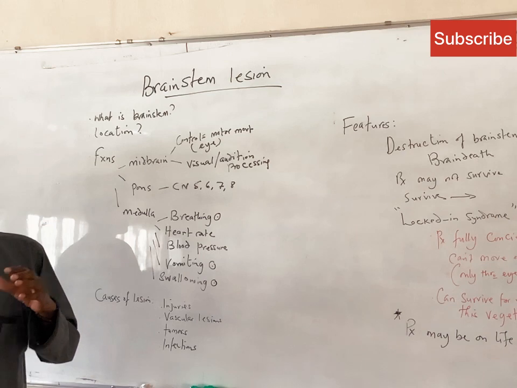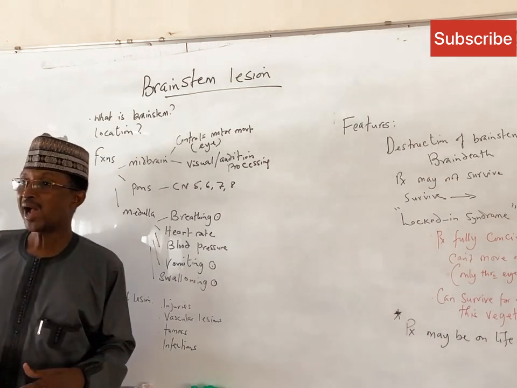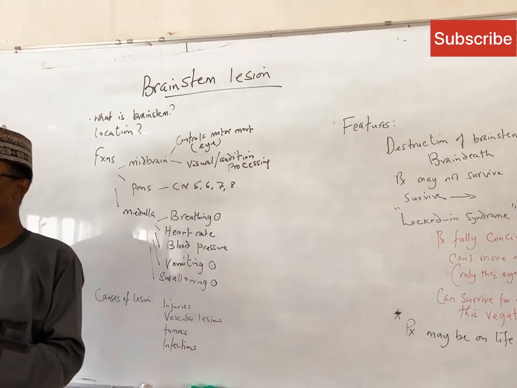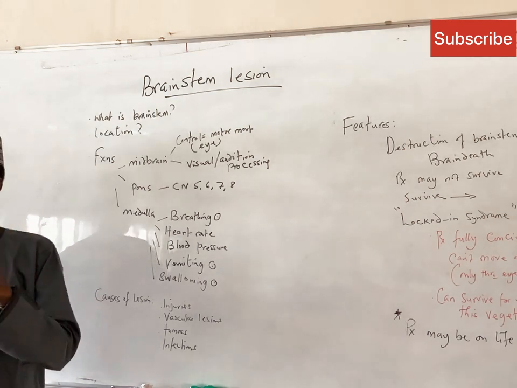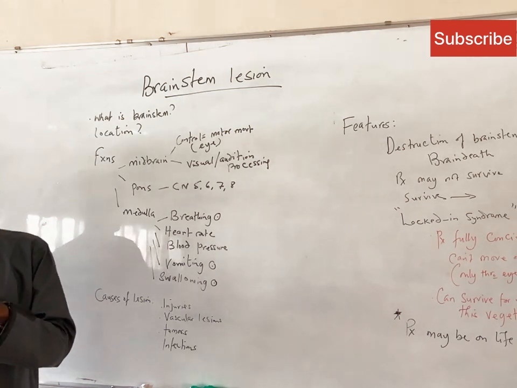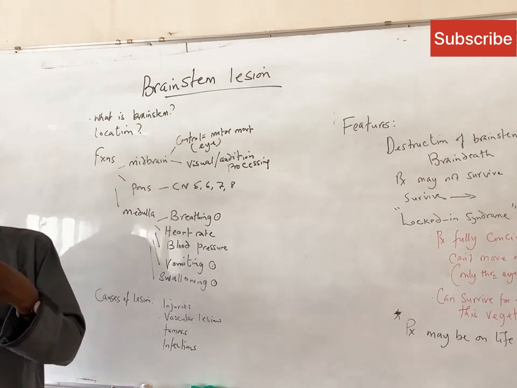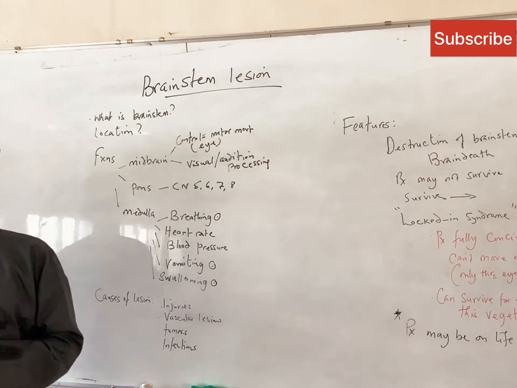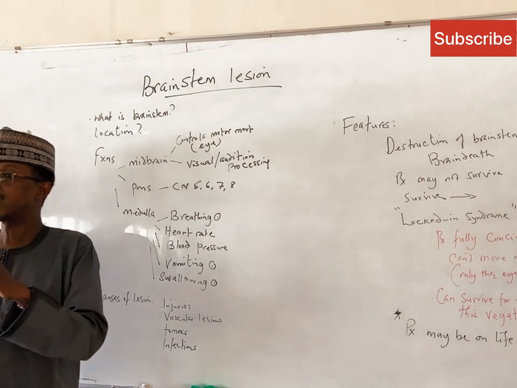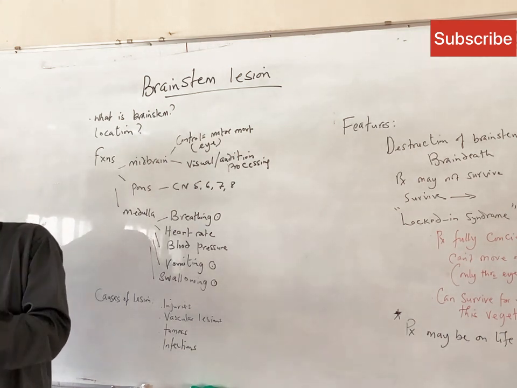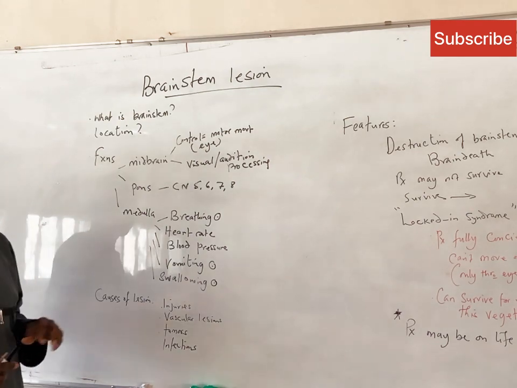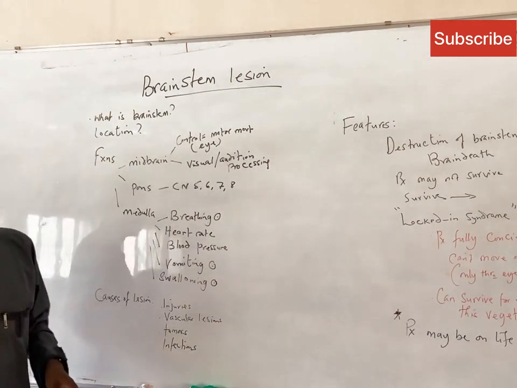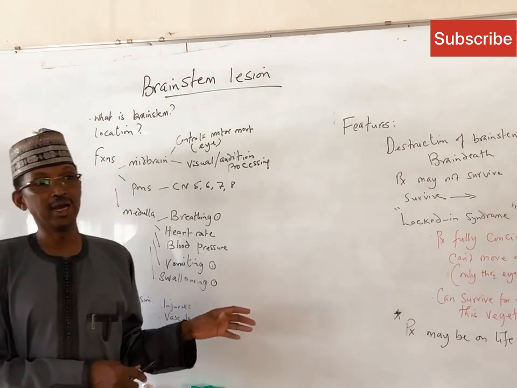But somebody may likely have an isolated kind of damage along the brainstem. Either the midbrain alone has a lesion, or the pons, or the medulla. So any of the three can be damaged in isolation. The other parts may be okay. But this is just a general damage of the brainstem.